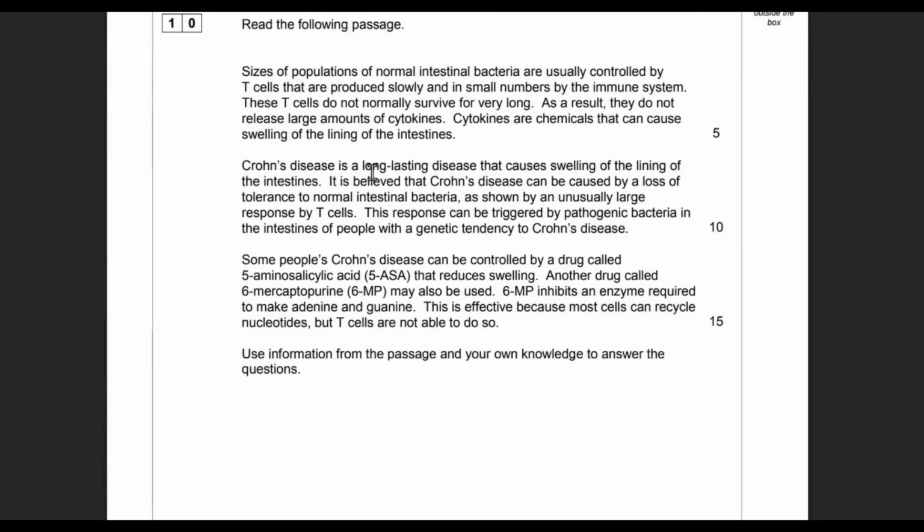Crohn's disease is a long-lasting disease that causes swelling of the lining of the intestines. It's believed that Crohn's disease is caused by a loss of tolerance to normal intestinal bacteria, as shown by an unusually large response by T cells. This response can be triggered by pathogenic bacteria in the intestines of people with a genetic tendency to Crohn's disease.